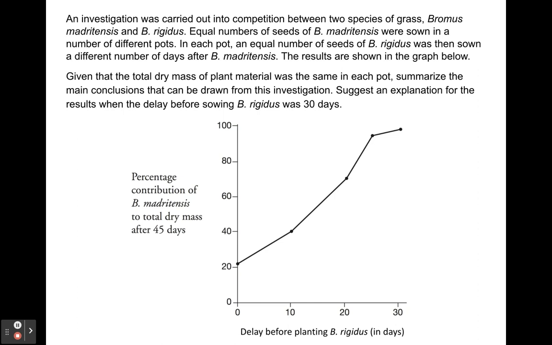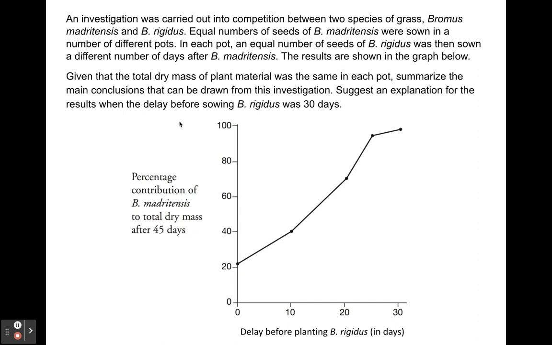So what I want you to imagine is, we can see these data points on the graph. We start out with 1, 2, 3, 4, 5 groups, so 5 pots. And at the beginning of the experiment, the madritensis seeds were put in each of those similar pots. And at different times, rigidus seeds were also added to the pot. So in the first one at 0 days, rigidus is added. In the second pot at 11 days, rigidus is added, and so on, maybe 22 days, 25, and 30 days, all right?